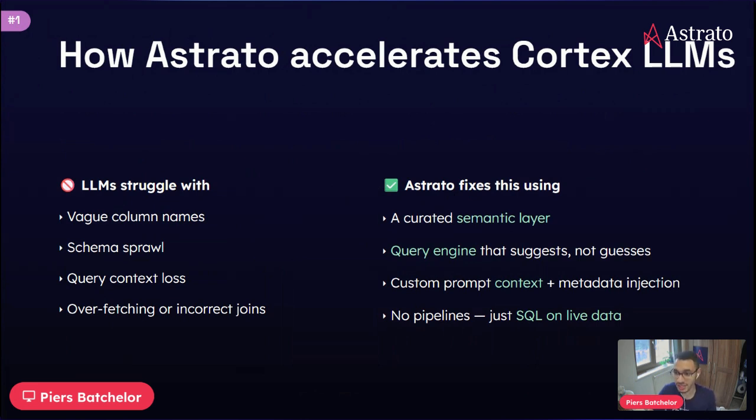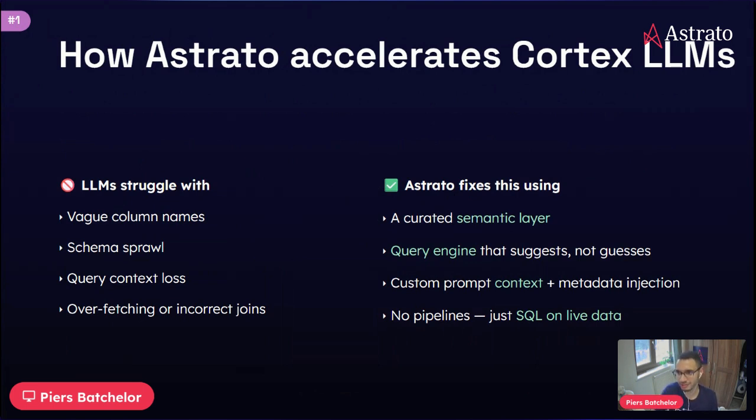So our own semantic layer talks to Snowflake Cortex, where we're suggesting, not guessing, how a question should be answered, and we're adding the extra context in there for you as well.